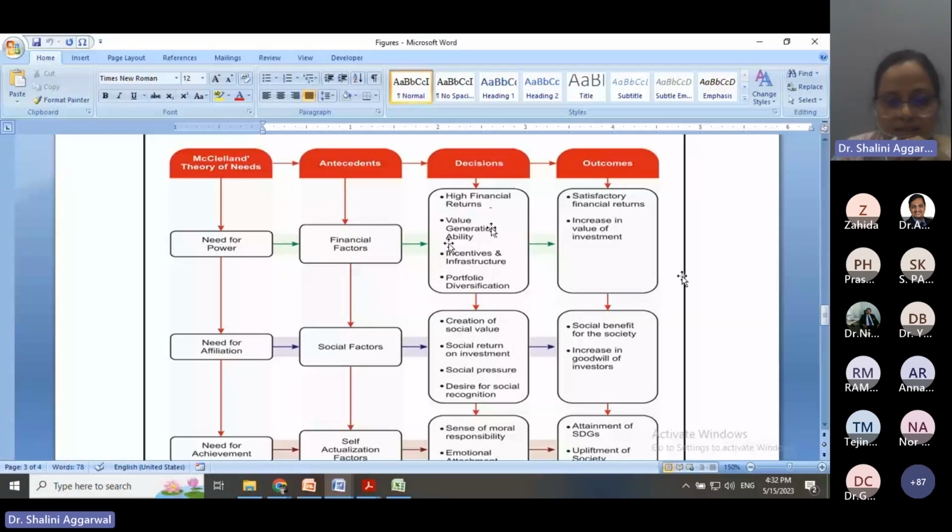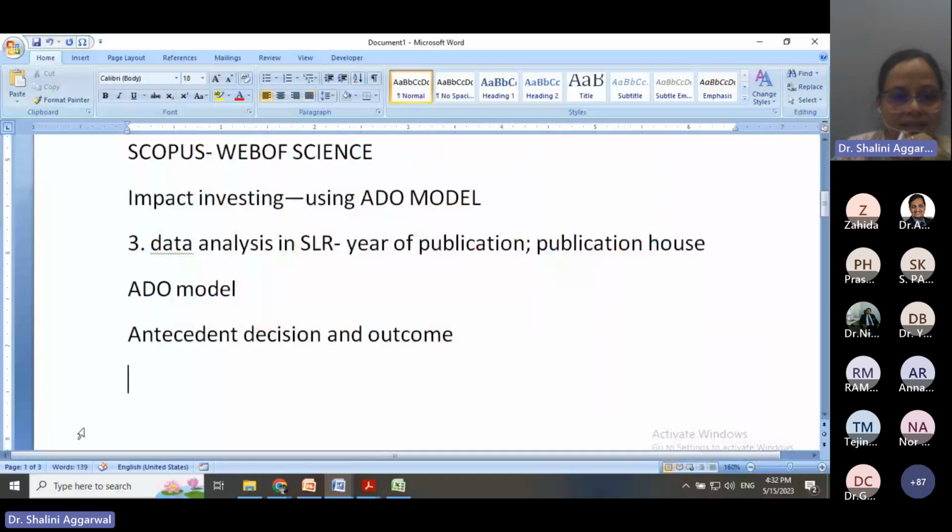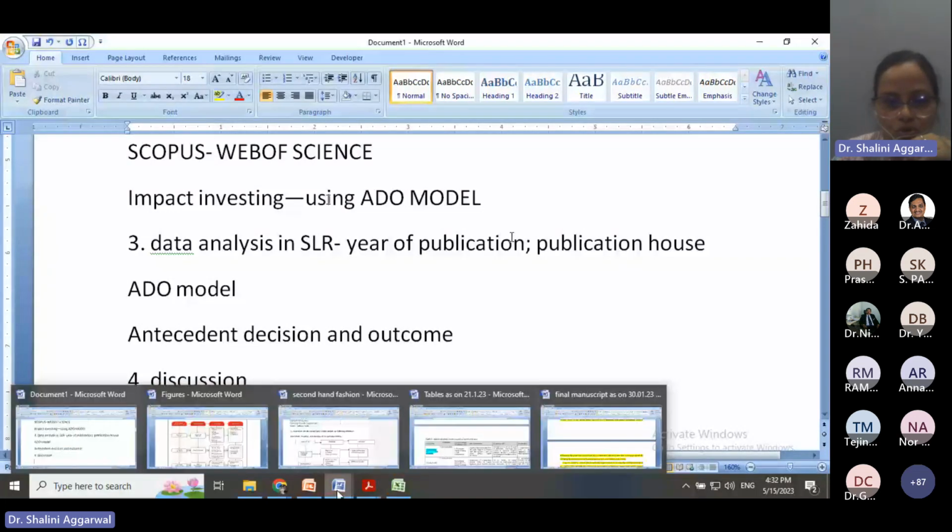So this is my data analysis part, the simple data analysis and the analysis using the ADO model. These are the two aspects that I have covered here. Next is the discussion. Discussion is also very, very important. Let me take you to the discussion part of my paper as well. Let me show you through this paper only.